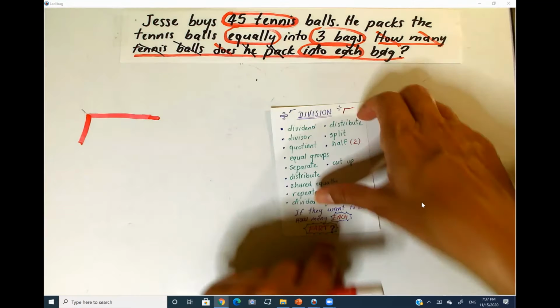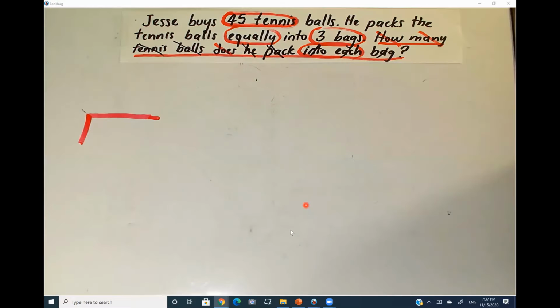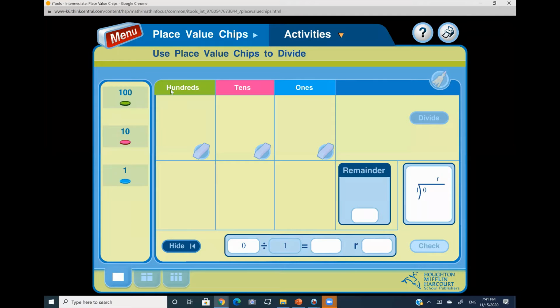Now let's represent the same problem with some virtual manipulatives. We're going to use this place value chart to do the division. And if you notice, the blue ones are the ones, the pink are the tens, and the greens are the hundreds. Now we know that Jesse has 45 tennis balls.